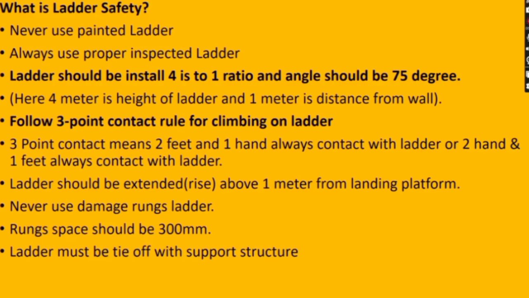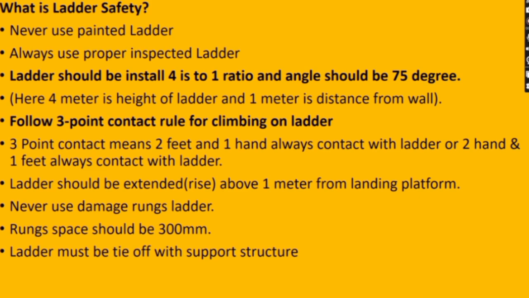Never use painted ladder. Always use proper inspected ladder. Ladder should be installed 4:1 ratio and angle should be 75 degree. Here 4 meter is the height of ladder and 1 meter is distance from support or wall. Follow 3-point contact rule for climbing on ladder. 3-point contact means 2 feet and 1 hand always contact with ladder, or 2 hands and 1 foot always contact with ladder. Ladder should be extended or rise above 1 meter from landing platform.